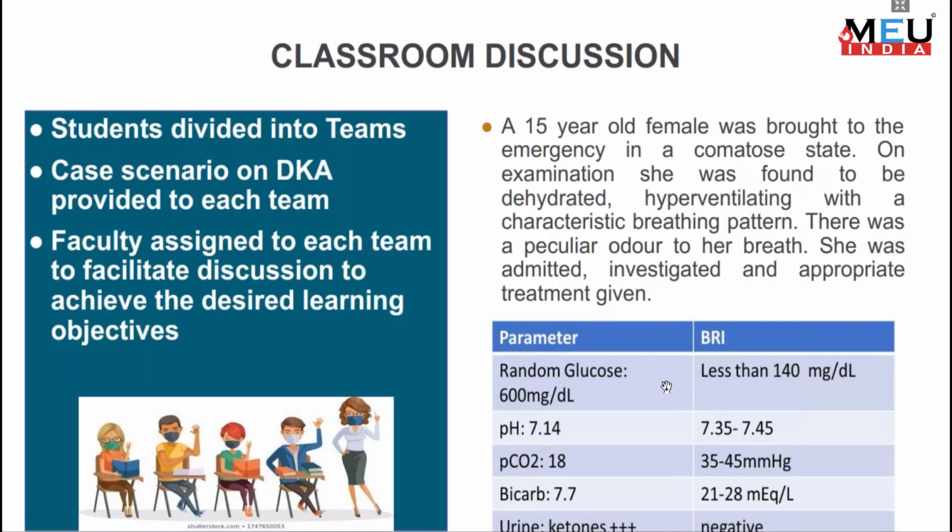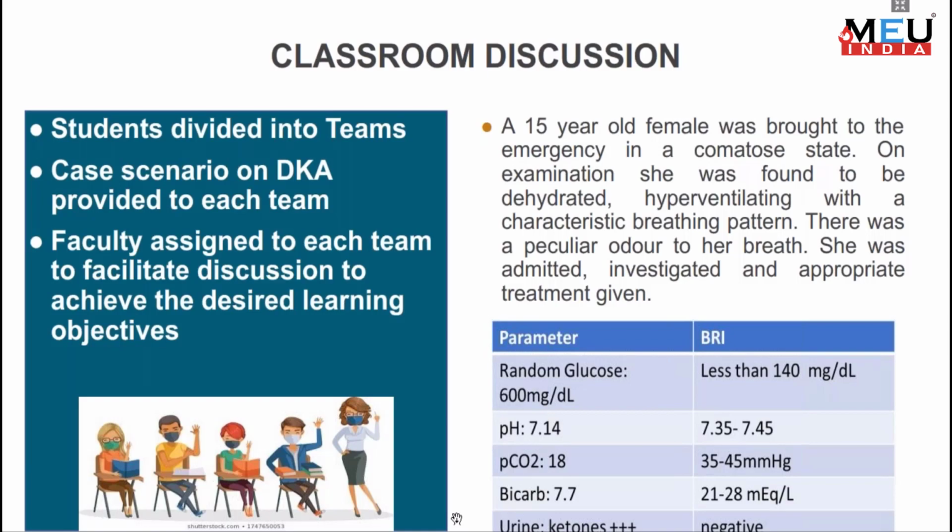The students were divided into multiple teams. A case scenario on diabetic ketoacidosis was provided to each team. The case has been mentioned on the right-hand side. It's a case of a type 1 diabetic with characteristic signs and symptoms of ketoacidosis, along with the relevant biochemical investigations and the biological reference interval for the same. A faculty was assigned to each team to facilitate the discussion to ensure the achievement of the desired learning objectives.